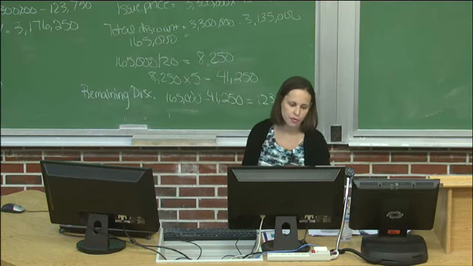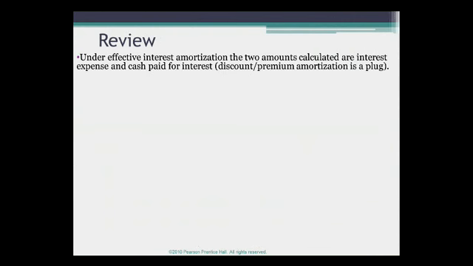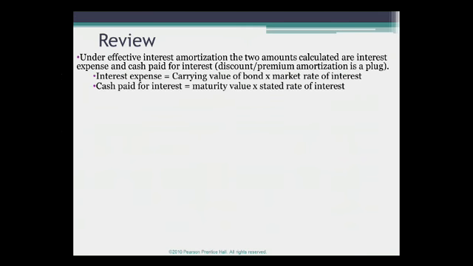Okay, for review. Under the effective interest amortization, the two amounts calculated are interest expense and cash paid for interest. That means your discount or premium amortization each period is your plug number. Interest expense equals carrying value of the bond times the market rate of interest. Cash paid for interest, the interest payment, is your maturity value times the stated rate of interest.